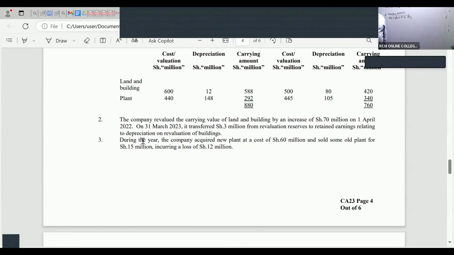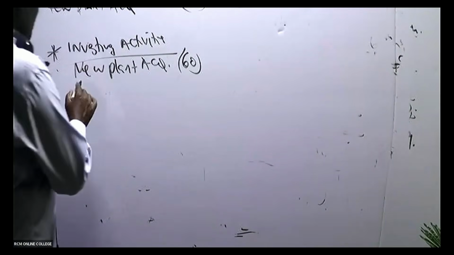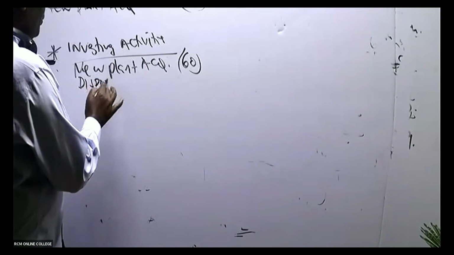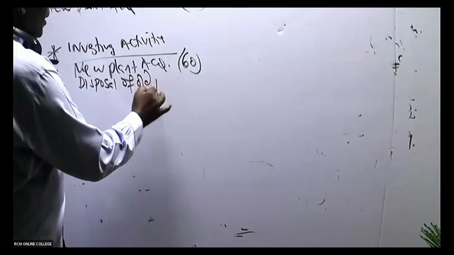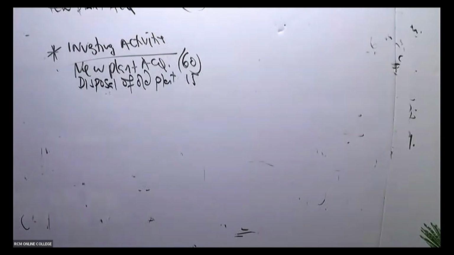You're told here during the year, the company acquired new plant at a cost of 60 and they sold old plant for 15. So we sold. So we divested. It's called divesting. Instead of investing, we divested. So in this case here, we have disposal of old plant. Plant is long term. We got 15 positive. Disposal, positive 15 like that.